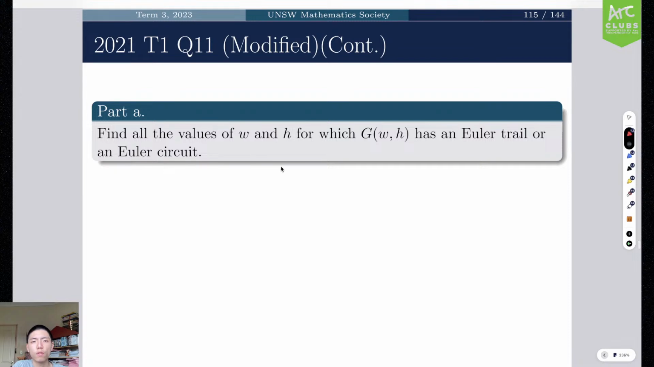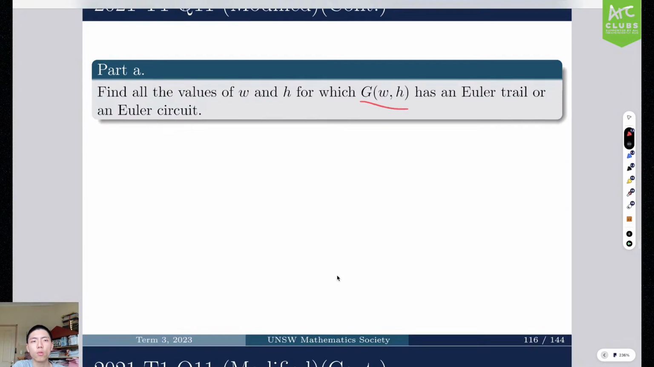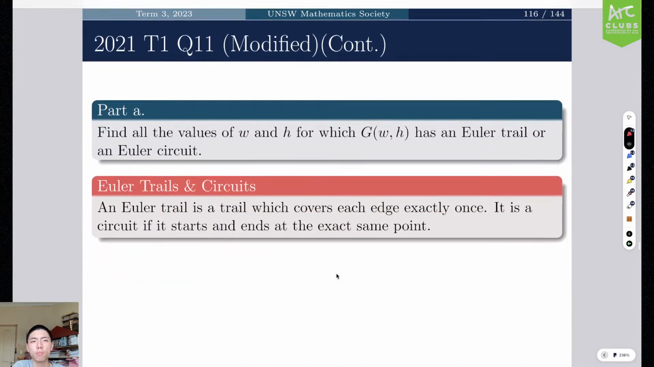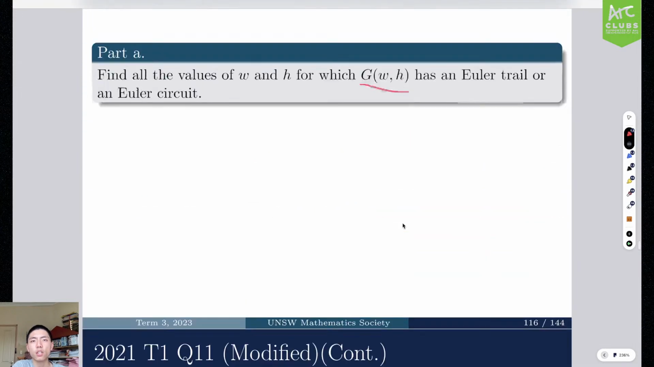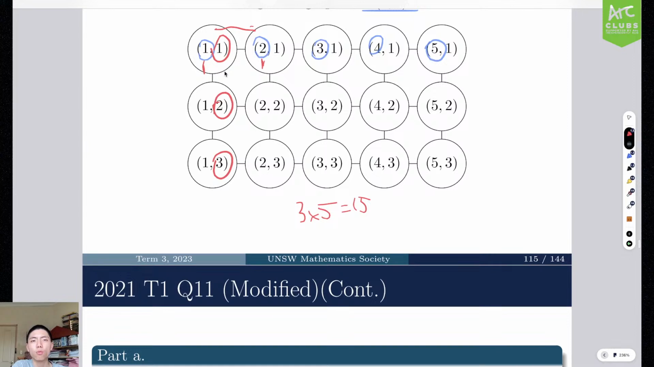Find all the values of W and H for which GWH has an Euler trail or an Euler circuit. So this is slightly modified from last time. Essentially, an Euler trail is a trail which covers each edge exactly once. It is a circuit if it starts and ends at exactly the same point. So we need to make it so that we go through every single edge once.